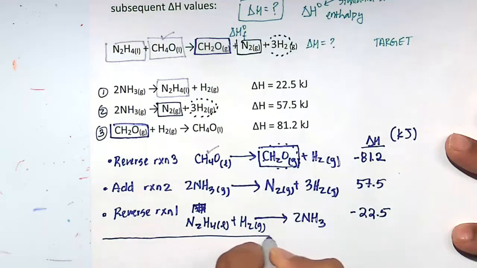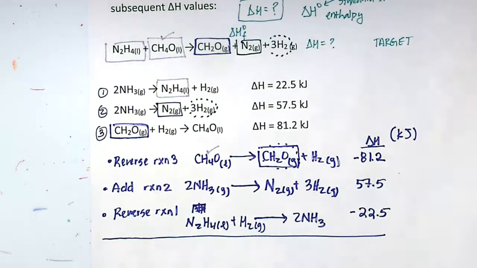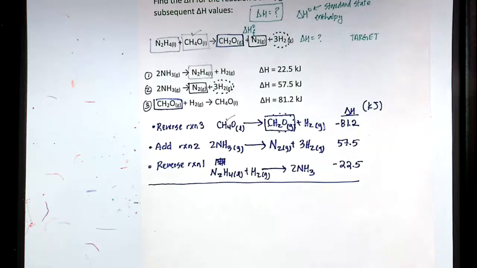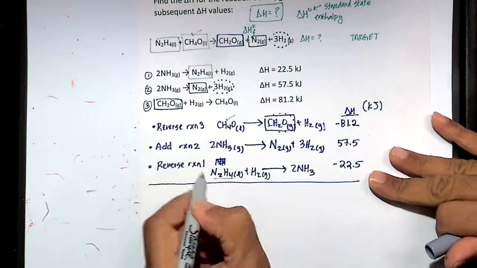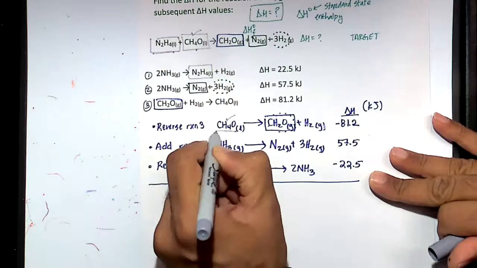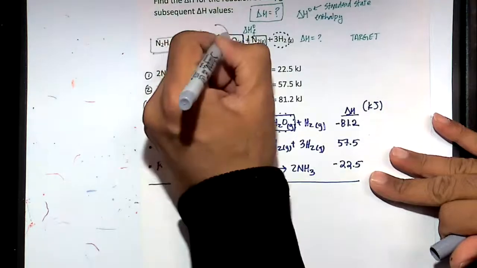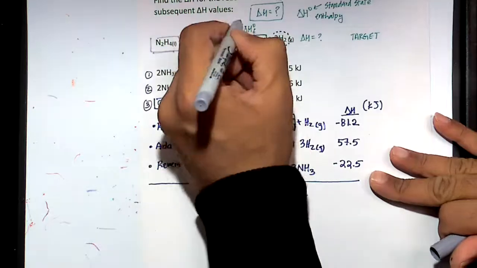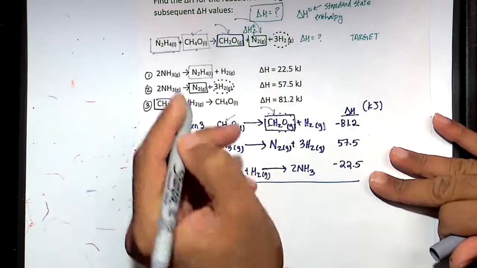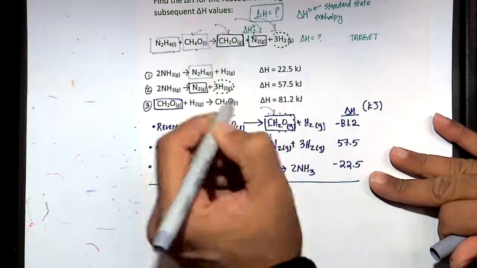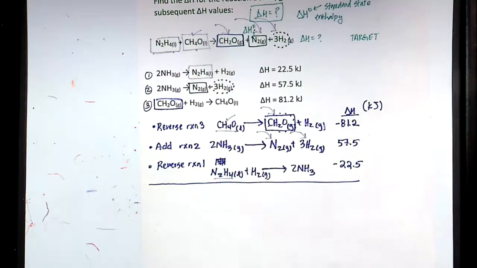Hopefully you can see the rationale here. N2H4 reactants, CH4O reactants, CH2O products, N2 product, 3H2 product.